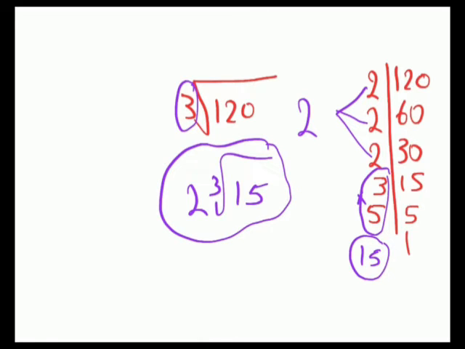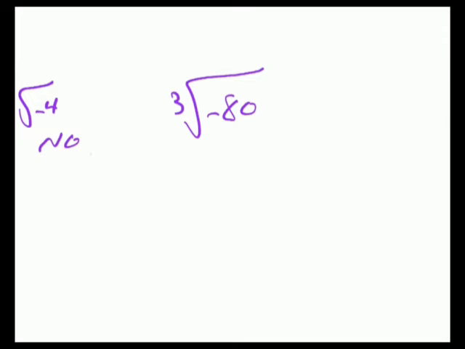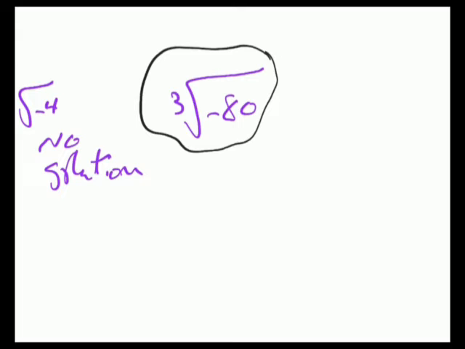Let's try another example. If we have the cubic root of negative 80, as you know, if you get the square root of negative 4, this is an imaginary answer, and we can say there is no real solution for it, or you can just give the imaginary answer, and we will talk about it in a different video very soon. Okay, let's try to find the cubic root of negative 80.